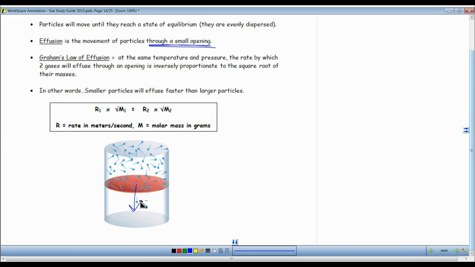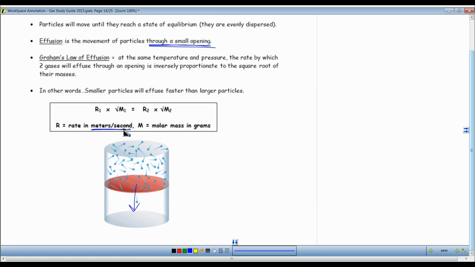The rate by which two gases will effuse through an opening. So rate is like the speed. How fast are these particles moving through this tiny opening? Rate will be measured in meters per second. Kind of like the speed. How fast are the particles moving?